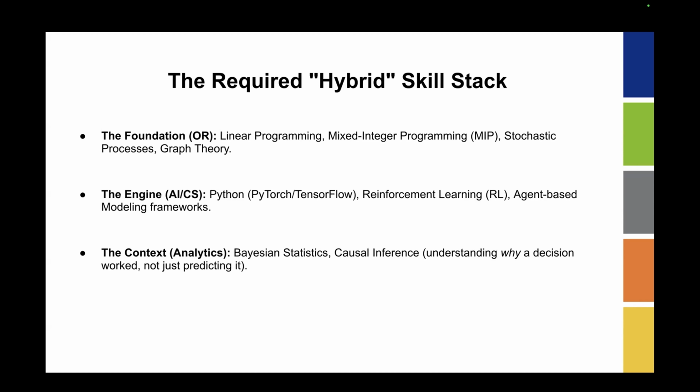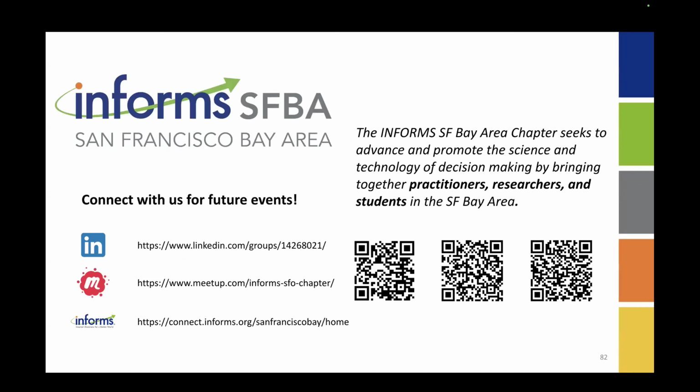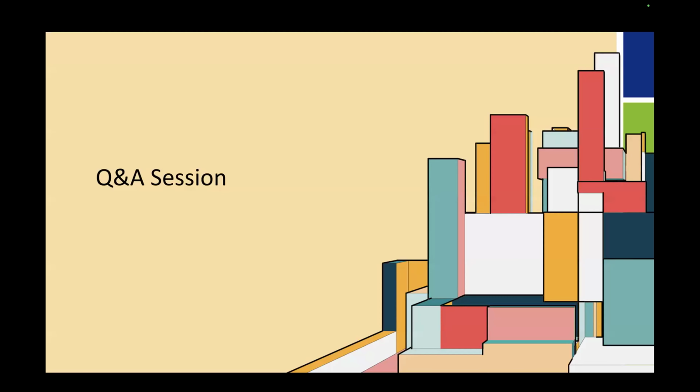Now that we have seen that this is a golden triangle of three different skills, three different areas, expertise or specializing in just one is not going to be enough, and we are going to need a hybrid skill stack with the foundation in all three areas: OR, AI, and computer science and analytics. And with that, I think we are open to questions, if any.